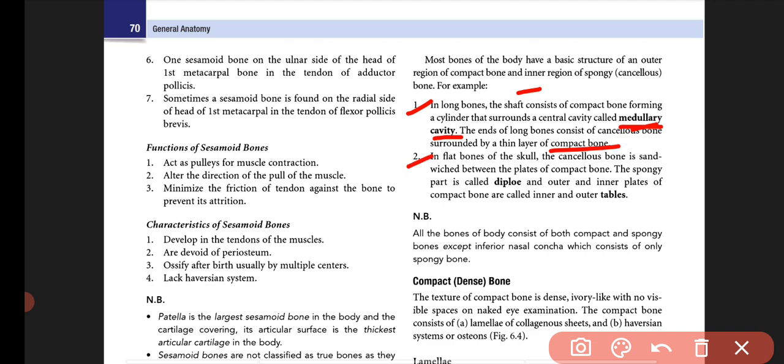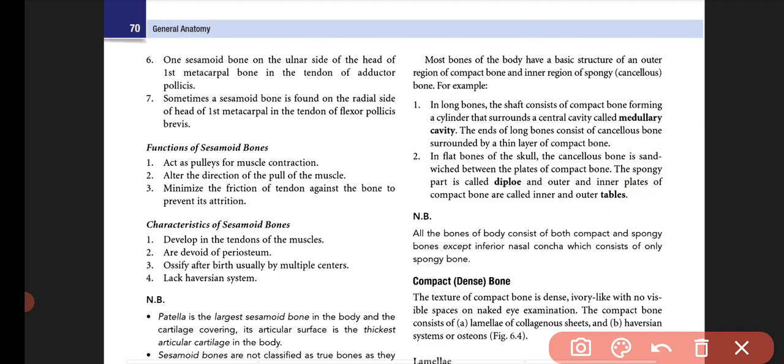In the flat bones of the skull, the cancellous bone is sandwiched between the plates of compact bone. The cancellous, spongy part is called the diploe, and the outer and inner plates of compact bone are called the tables.